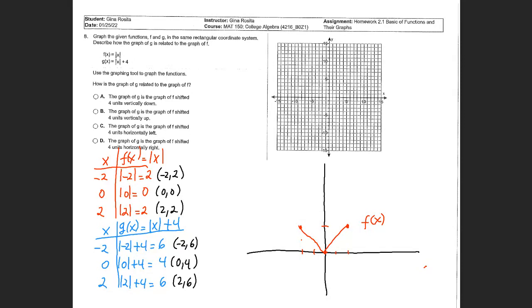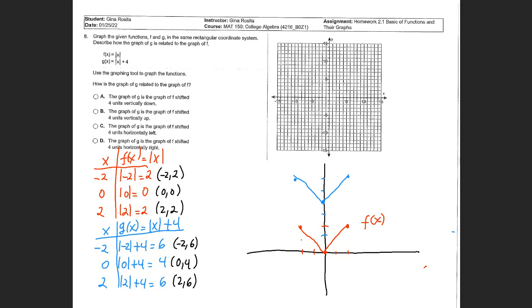Negative 2, 6. This is 3, 4, 5, and 6. Right here, negative 2 and 6. So now what next? 0, 4. This is 0, 4. Okay, and 2, 6 right here. So the graph becomes like this. From this one we can see the relationship.